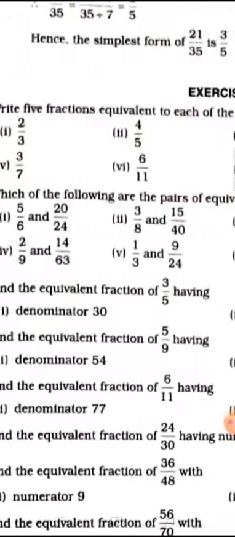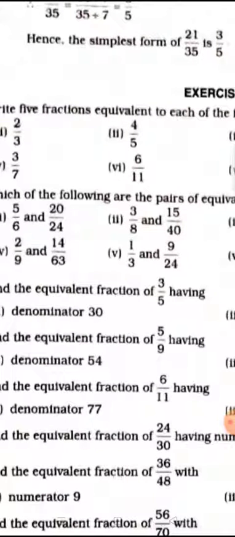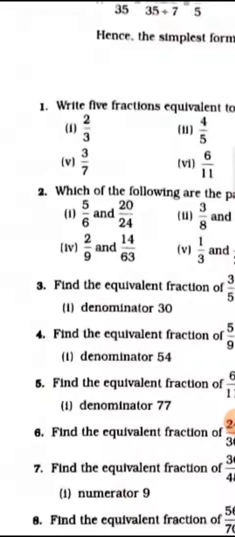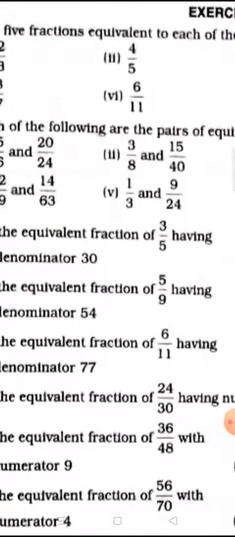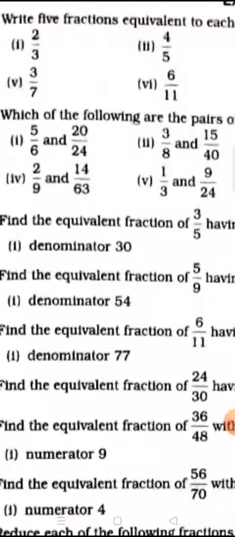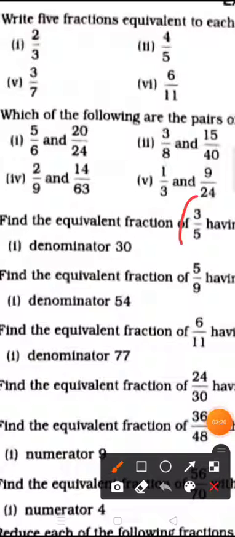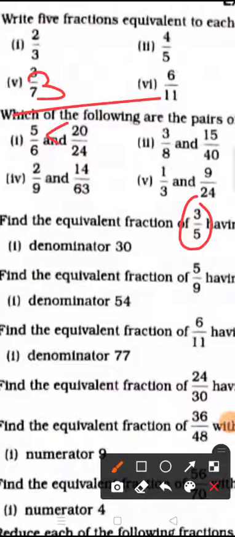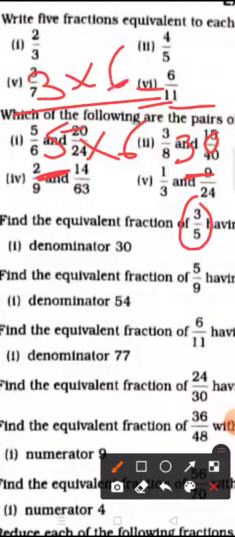See question number 3. Find the equivalent fraction of 3 upon 5 having denominator 30. Here you have seen 3 upon 5, and we have to make the denominator 30. Okay. In the table of 5, how many times does 30 come? 6 times. So you have to multiply by 6 on both. 5 sixes are 30, it becomes that already, because we have to find that. 3 sixes are 18. So you have to multiply and write.